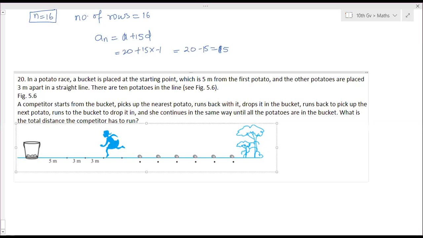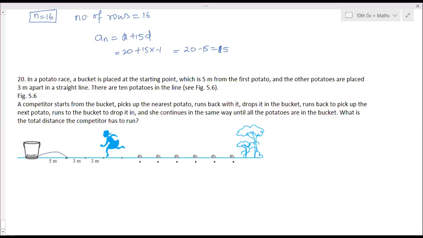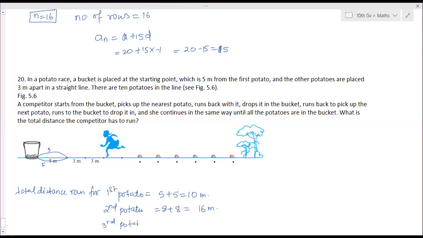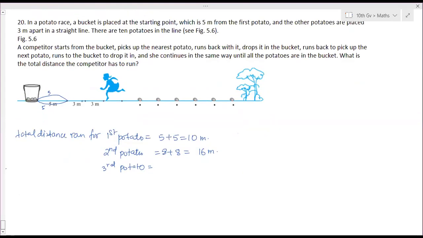Here, the student has to run from the bucket to the first potato, 5 meters, and then come back 5 meters. This is 5 and 5. The total distance run for the first potato is 5 plus 5, that is 10 meters. For the second potato, it is 5 plus 3, 8 plus 8, that is 16 meters. For the third potato, they will run 5 plus 3 plus 3, that is 11 forward, 11 backwards, that is 22 meters.